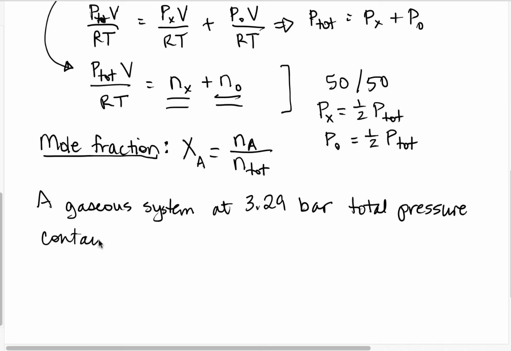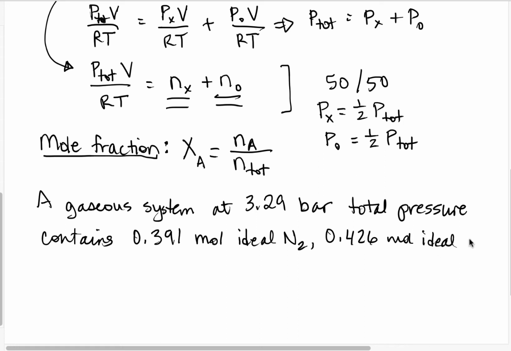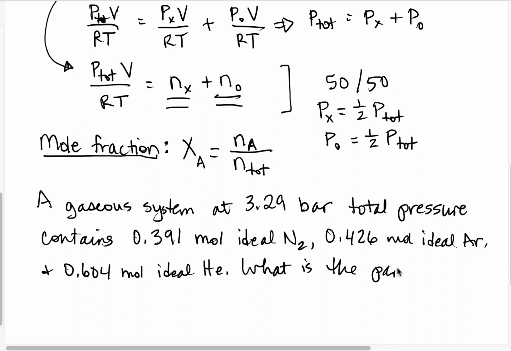Contains 0.391 moles of ideal nitrogen gas, 0.426 moles of ideal argon gas, and 0.604 moles of ideal helium gas. And so we're going to ask, what is the partial pressure of each of the gases?